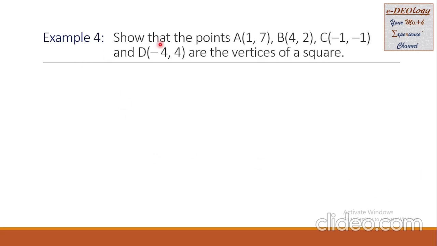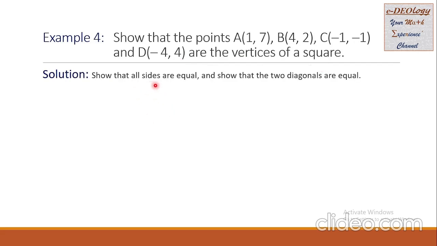Example 4. Show that the points A, 1, 7, point B, 4, 2, point C, negative 1, negative 1, and point D, negative 4, 4, are the vertices of a square. Let us show that all sides are equal and show that the two diagonals are equal, so that the 4 points here are vertices of a square. Let's write the distance formula. Then we have the 4 sides.